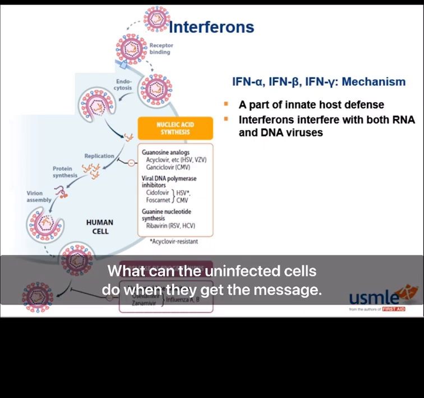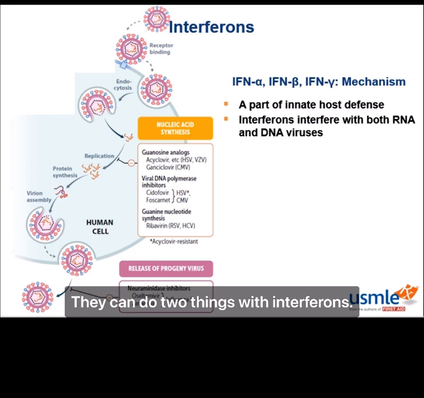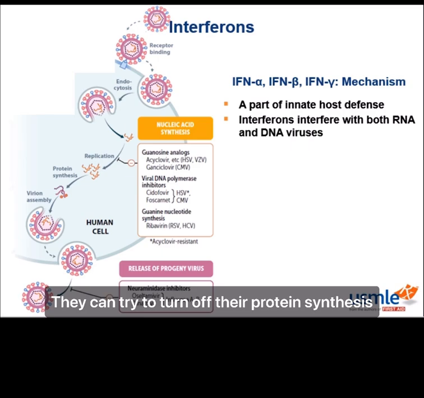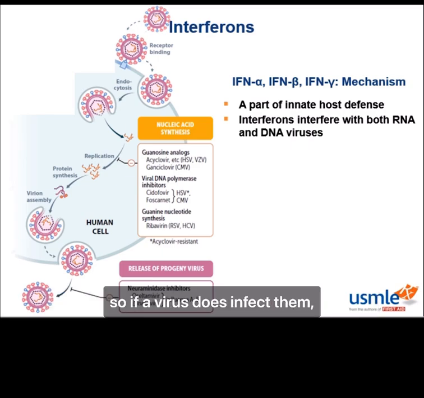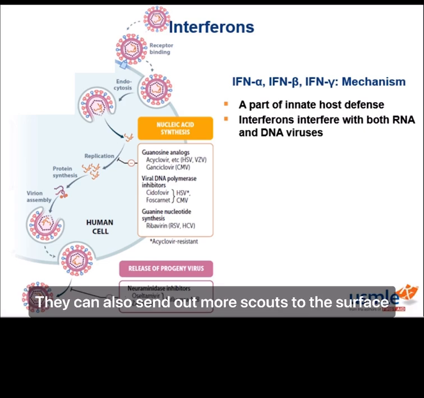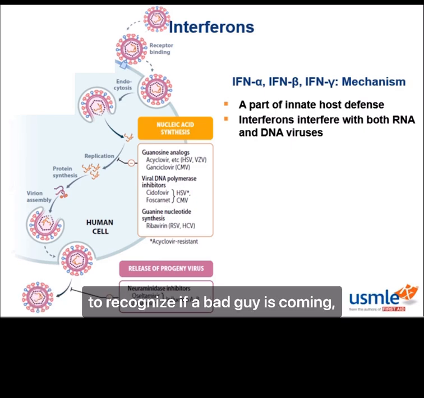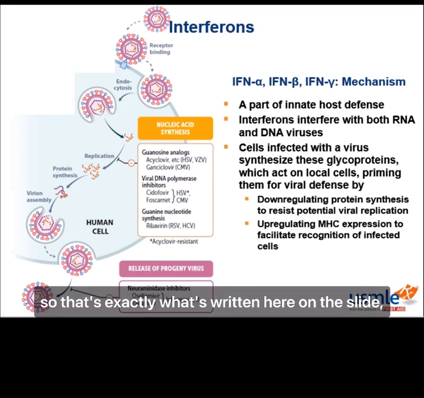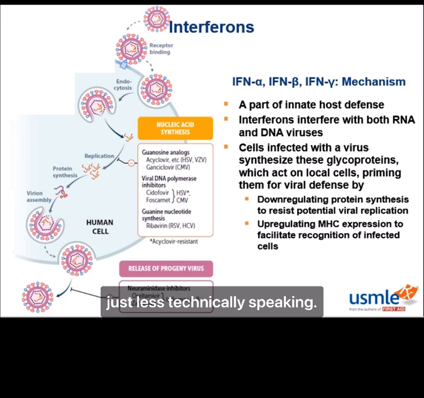What can the uninfected cells do when they get the message? They can do two things with interferons. They can try to turn off their protein synthesis, so if a virus does infect them, the virus won't be able to hijack its system and replicate. They can also send out more scouts to the surface to recognize if a bad guy is coming. Or in the case of our cells, they can upregulate MHC expression. So that's exactly what's written here on the slide, just less technically speaking.